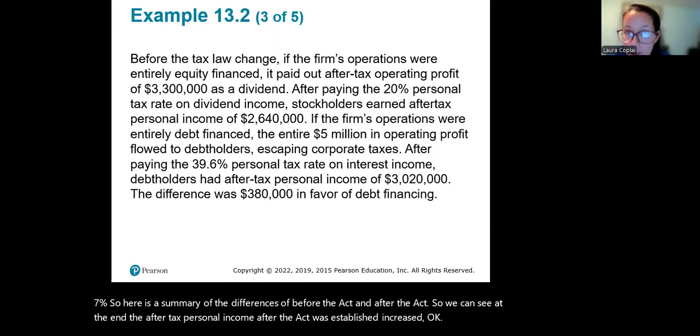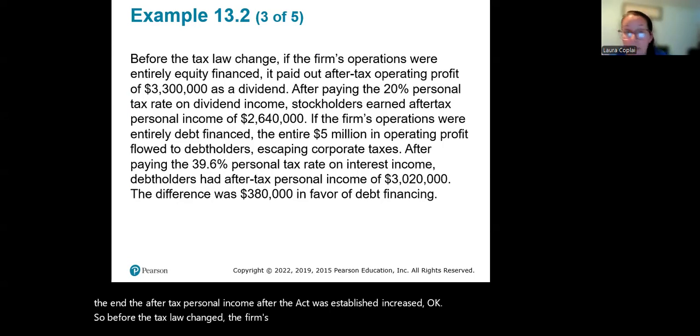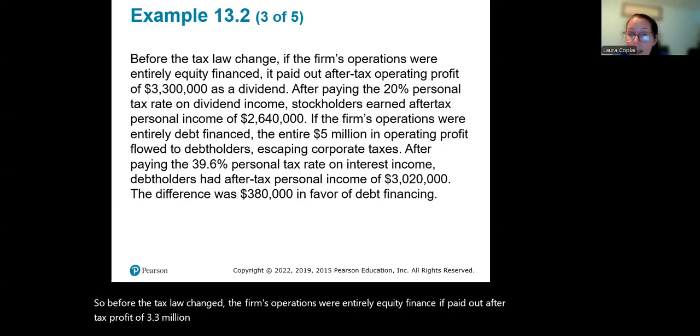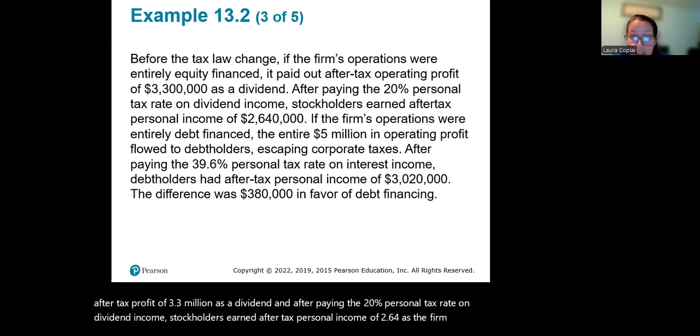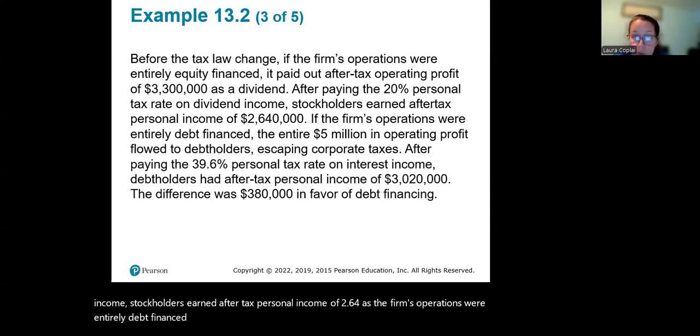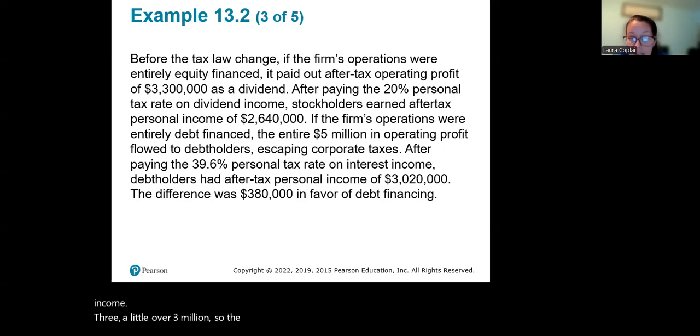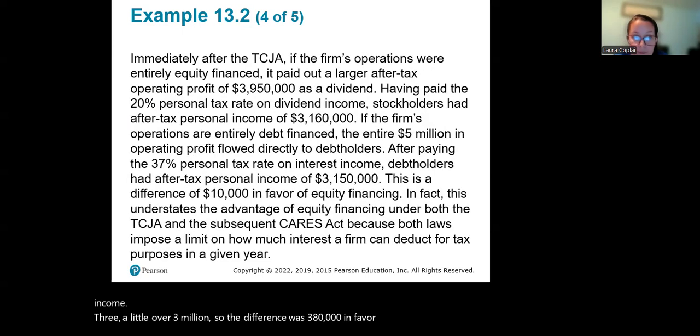So before the tax law changed, the firm's operations were entirely equity financed. It paid out after-tax profit of $3.3 million as a dividend, and after paying the 20% personal tax rate on dividend income, stockholders earned after-tax personal income of $2.64 million. If the firm's operations were entirely debt financed, the entire $5 million flowed to debt holders, escaping those corporate taxes. After paying the 39.6% personal tax rate, debt holders had after-tax personal income of a little over $3 million. So the difference was $380,000 in favor of debt financing.